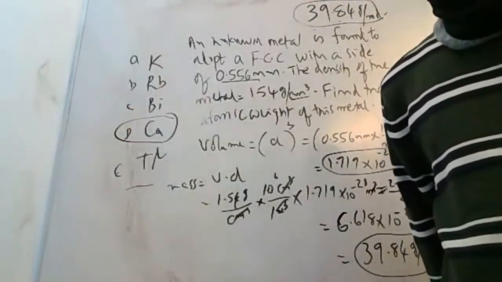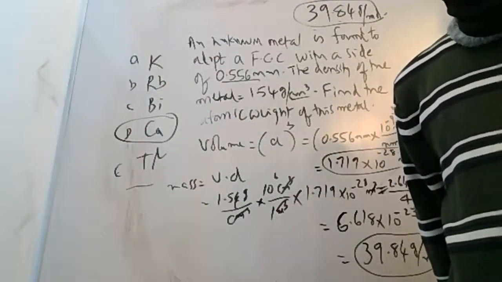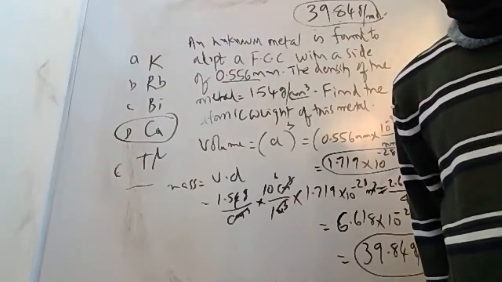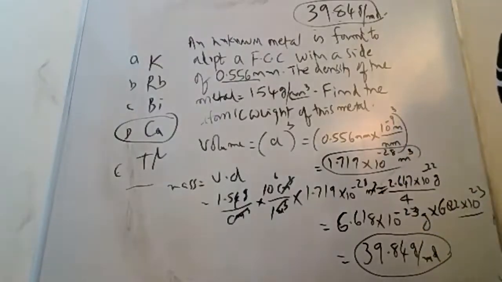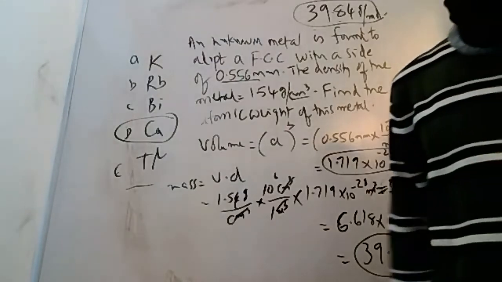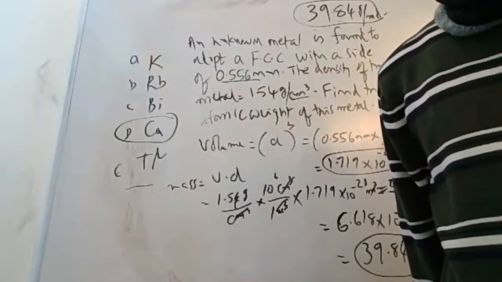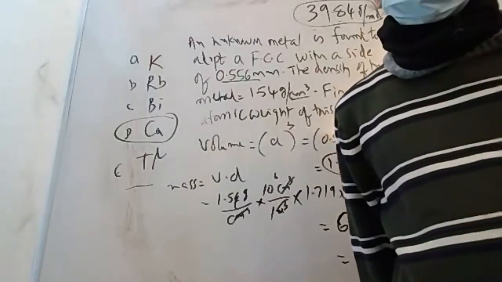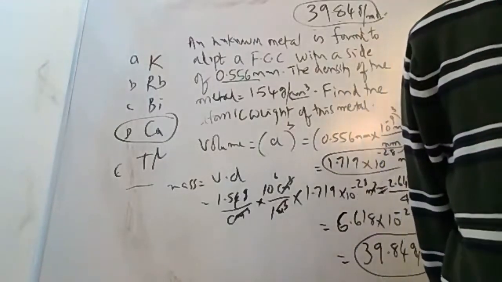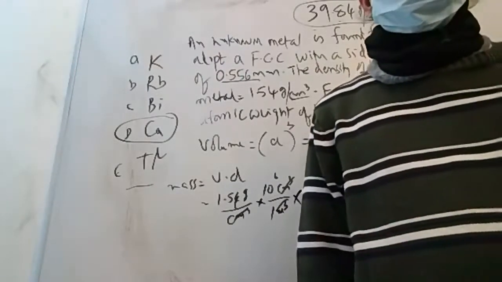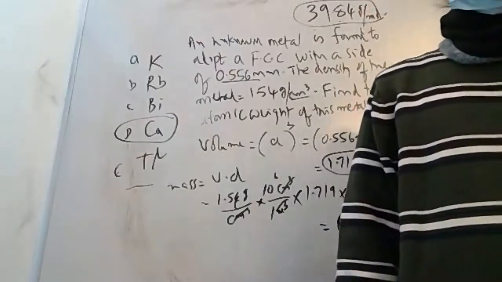These calculations are really precise to the fourth decimal. So to 3 significant figures, that's 39.8, which is closer to calcium than to potassium. So pick that answer. If you pick potassium, you get a partial credit, but for calcium, you get a full credit. Again, I told you the devil is in the details.